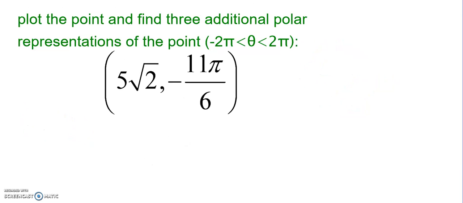I want you to practice. So next, try this on your own. Plot the point and find 3 additional polar representations between negative 2π and 2π of (5√2, negative 11π/6). Pause the video, unpause when you're ready to check.